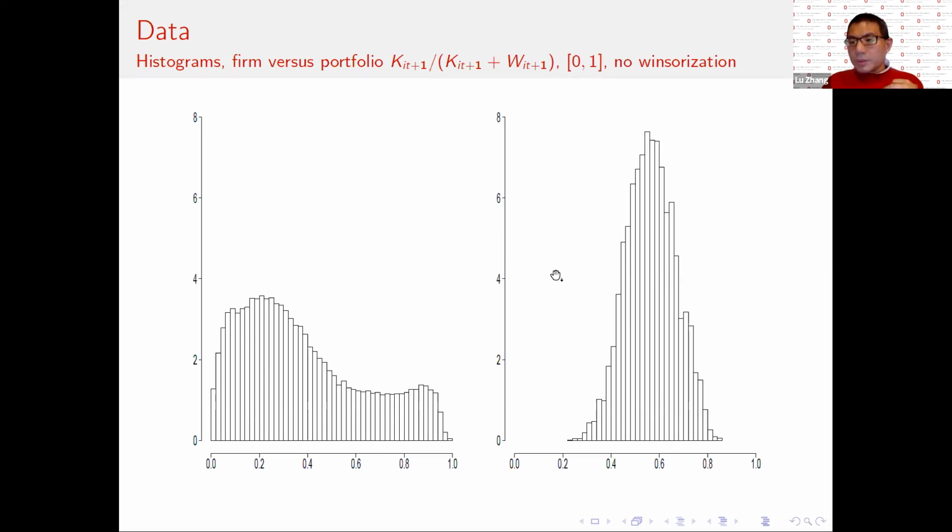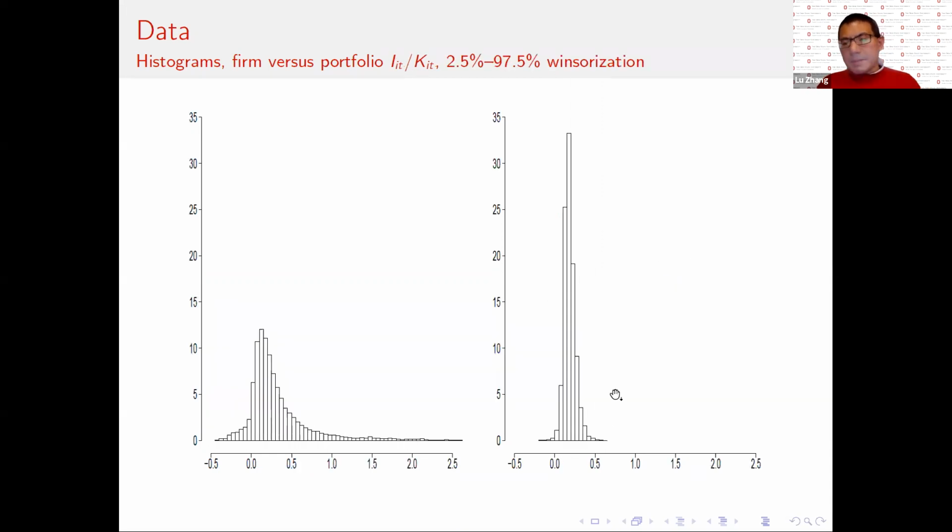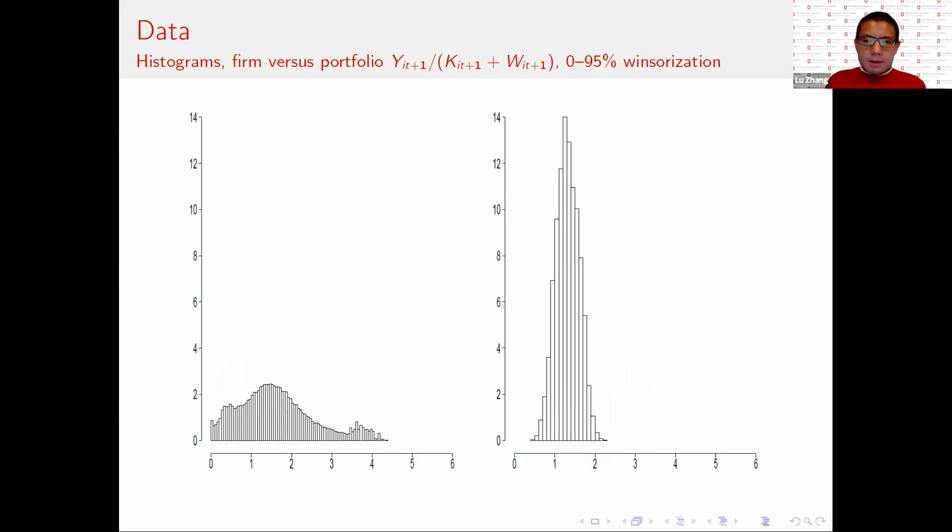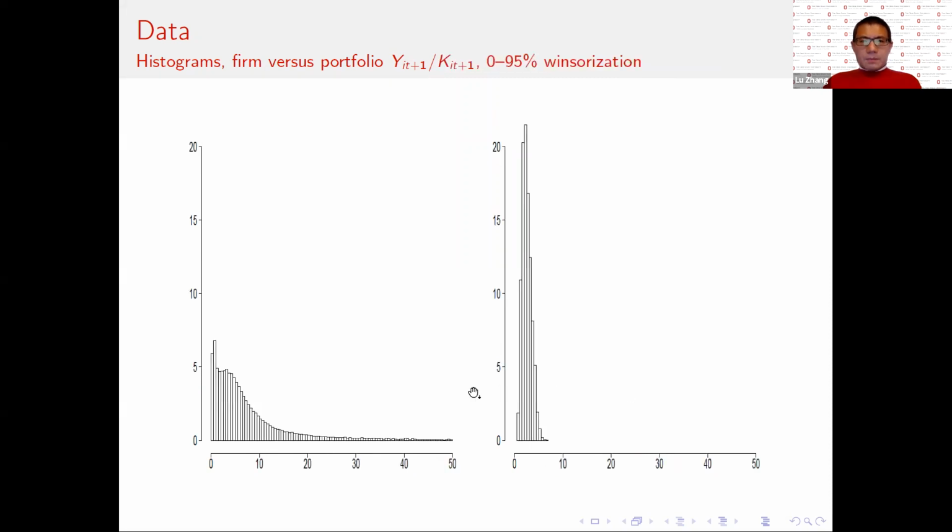Although we do not implement this step in our benchmark estimation, we did implement it in some of the comparative statics to quantify the importance of the aggregation procedure, for example. This is the sales to total capital, because it's bounded below by zero, so we do zero to 95% visualization. The firm-level distribution is quite dispersed, not so much in the portfolio-level variation. This is a hugely informative figure.